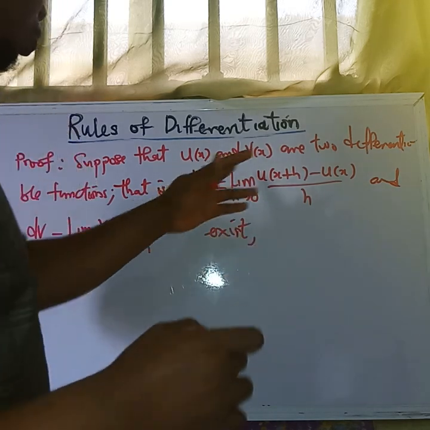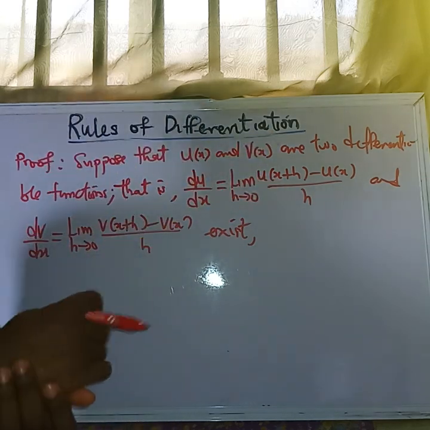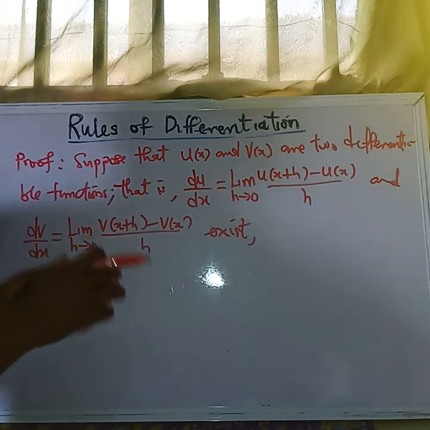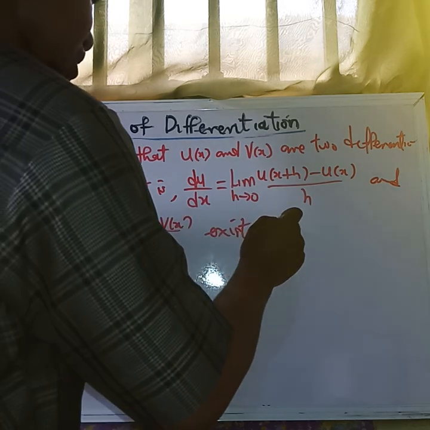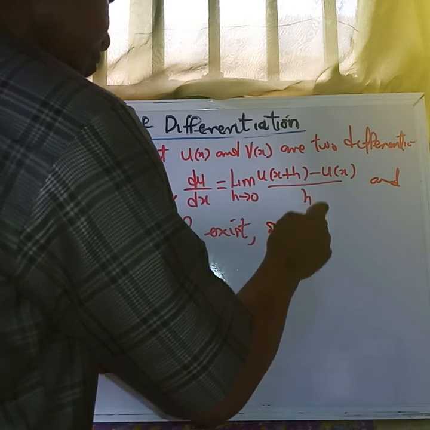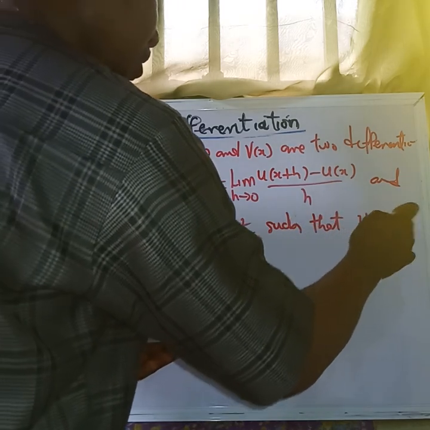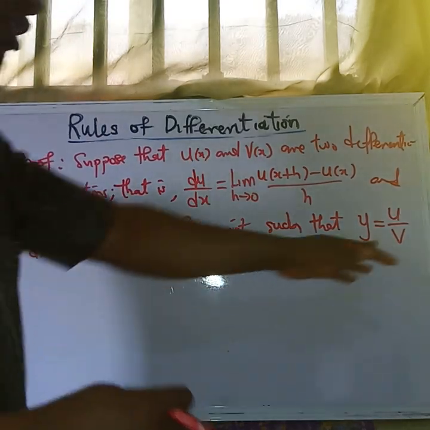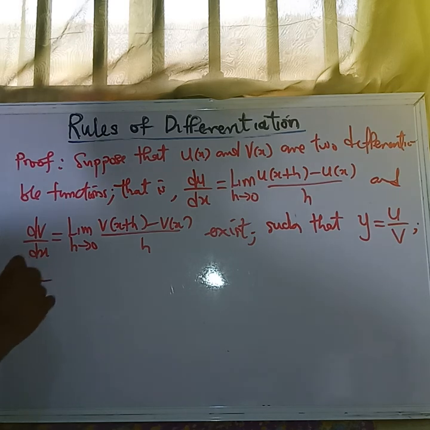Okay, so this is what we mean when we say u of x and v of x are differentiable functions. It means the derivative exists. So if you have u and v such that y is the rational form of this, we satisfy the condition we posted earlier that this v must not be 0.